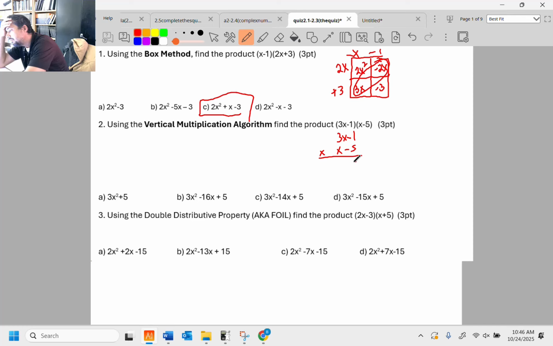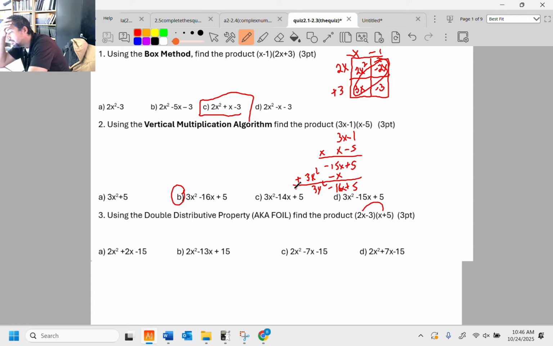Negative 5 times negative 1 is 5. Negative 5 times 3 is negative 15x. X times negative 1 is negative x. Notice I'm keeping things together, organizational-wise. X times 3x is 3x squared. And then we just add down. And that was a positive 5, by the way. So there's a negative 16x, a positive 5, and a 3x squared. So choice B.